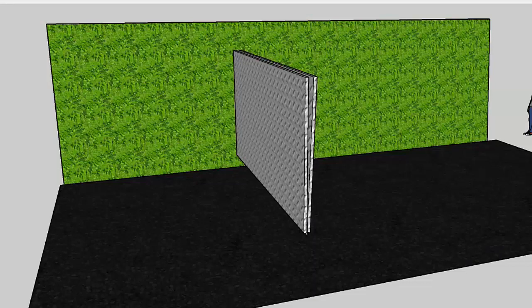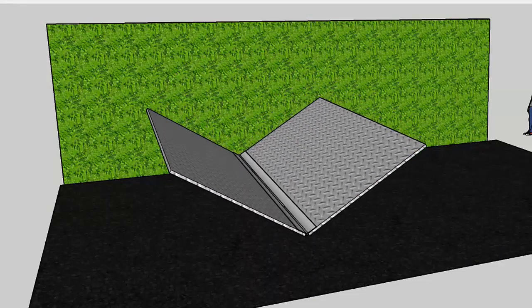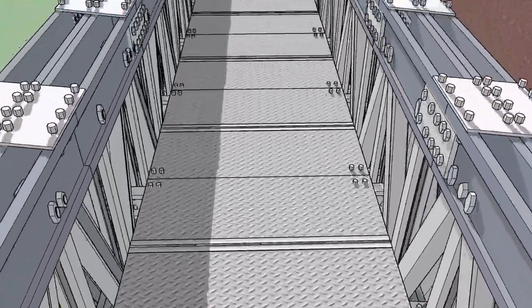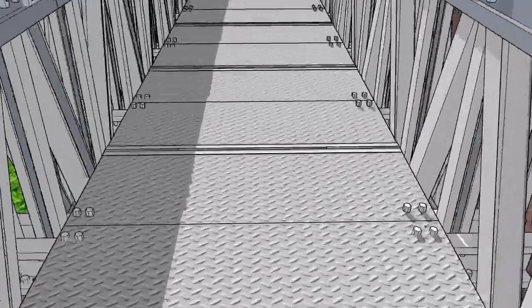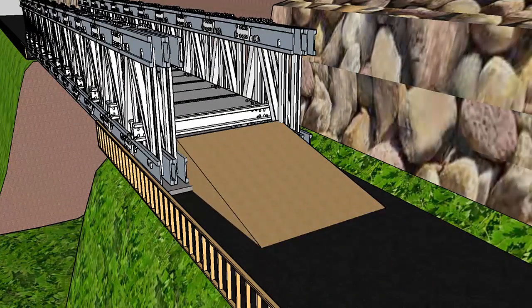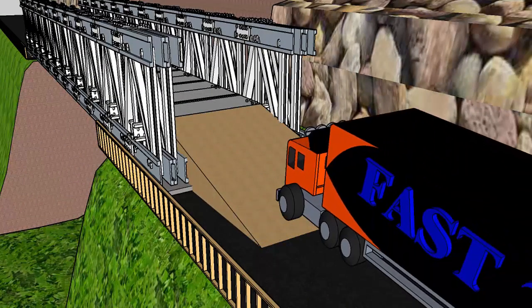and unfolding the FRP sheet and placing it over the bridge and fixing with nut bolts. Now leveling the bridge with the road surface and allowing the traffic to flow.